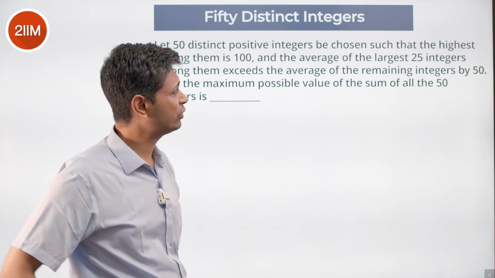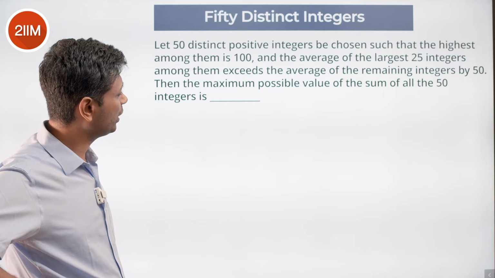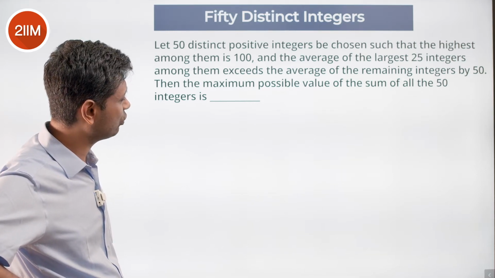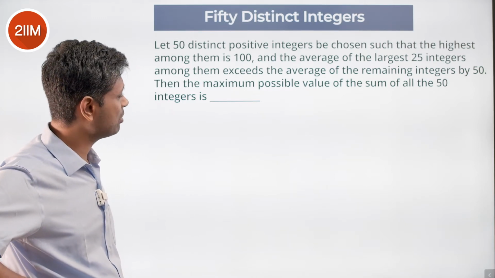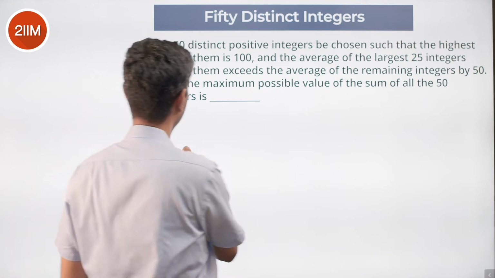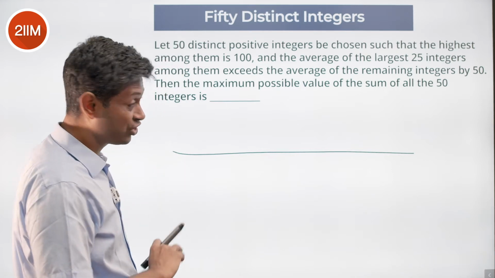Let 50 distinct positive integers be chosen such that the highest among them is 100. The average of the largest 25 integers among them exceeds the average of the remaining integers by 50. Find the maximum possible value for the sum of all the 50 integers. So 50 integers, distinct, all of them.